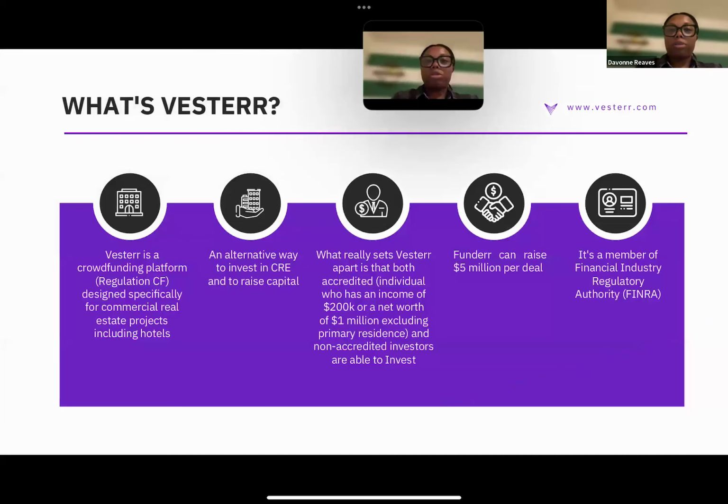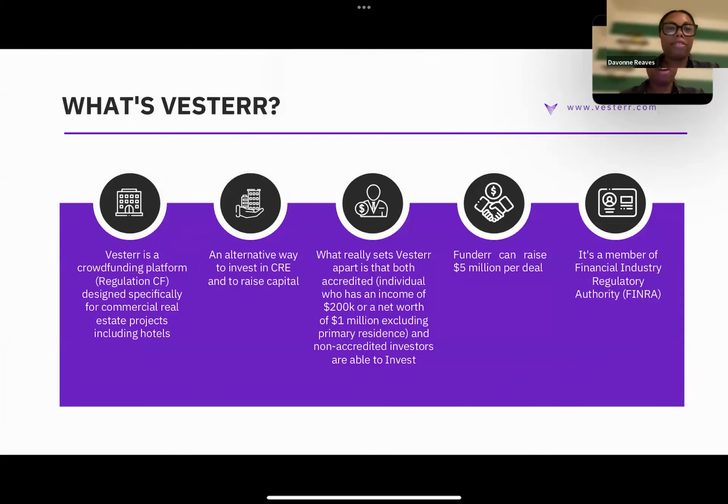So what's Vestor for those who don't know? Vestor is a crowdfunding platform under Regulation CF, designed specifically for commercial real estate. So hotels, and we have retail on there as well now. And also we are an alternative way that you can invest in commercial real estate or raise capital. What sets Vestor apart from other commercial real estate crowdfunding platforms is that we accept both accredited and non-accredited investors. An accredited investor is someone who has an income of $200,000 or more or a net worth of $1 million or more, excluding their primary residence. All right. So those folks are able to invest.